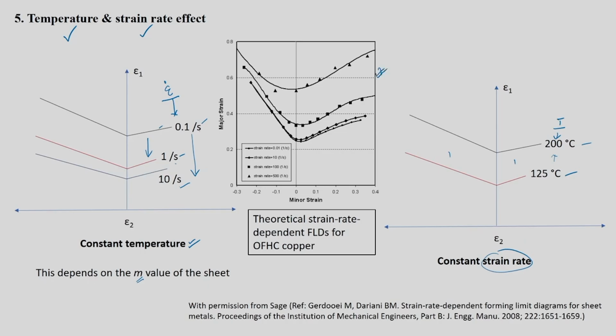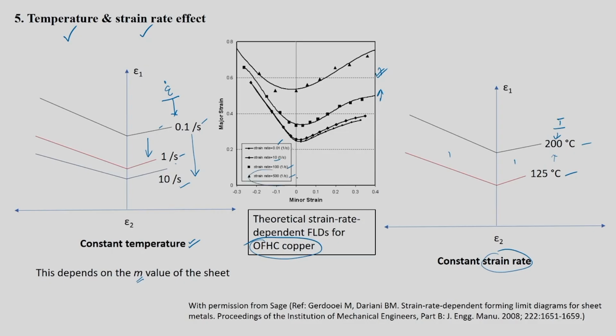Practically, they have evaluated the theoretical strain rate dependent forming limit diagram for one particular grade of copper. What are the strain rates? For example, 0.01, then 10, then 100, then 500. So it's more like a dynamic forming limit, dynamic testing type. And you will see that with respect to change in strain rate, your forming limit actually improves.